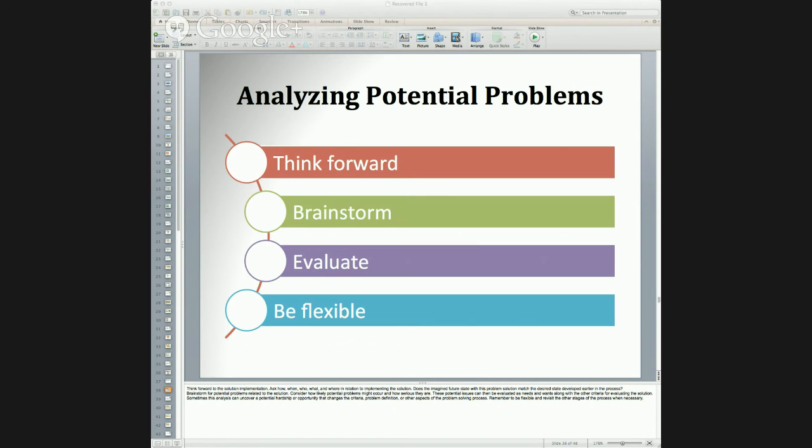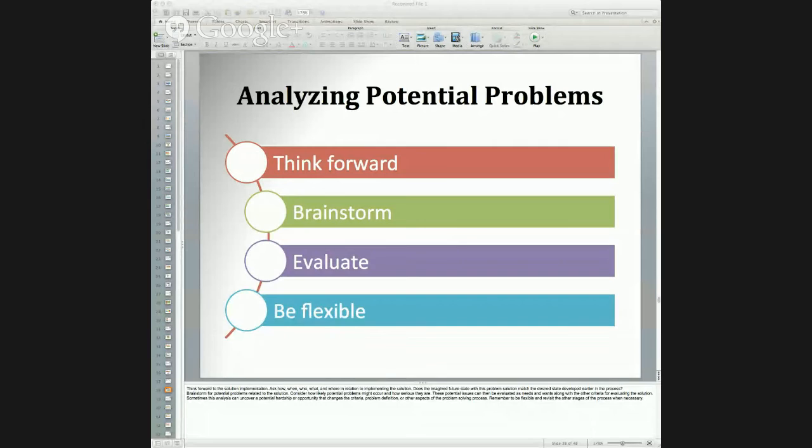Brainstorm for potential problems related to the solution. Consider how likely potential problems might occur and how serious they are. These potential issues can then be evaluated as needs and wants along with the other criteria for evaluating the solution. Sometimes this analysis can uncover a potential hardship or opportunity that changes the criteria, problem definition, or even other aspects of the problem-solving process.